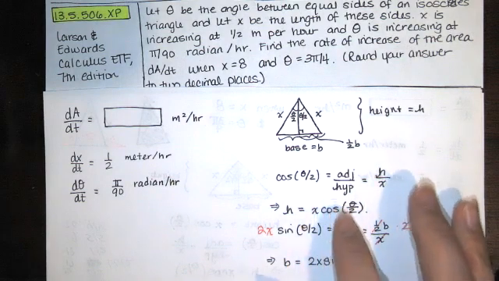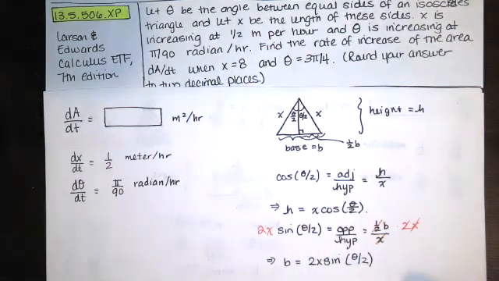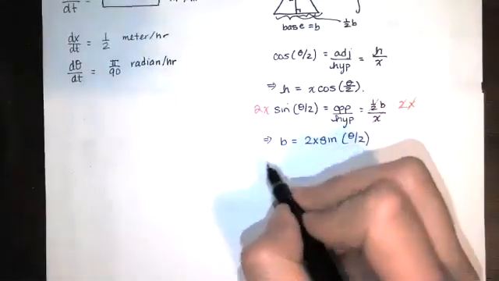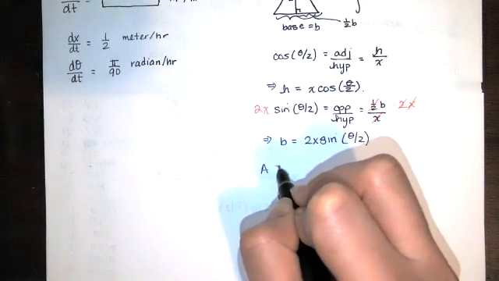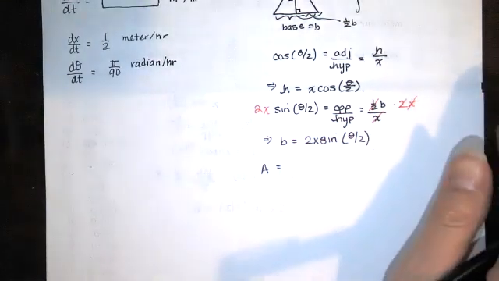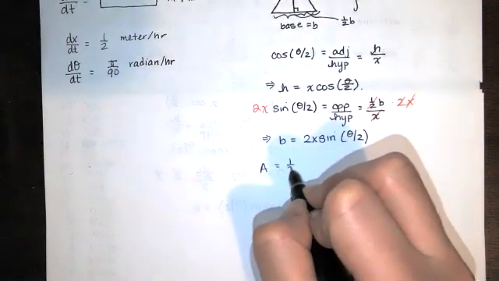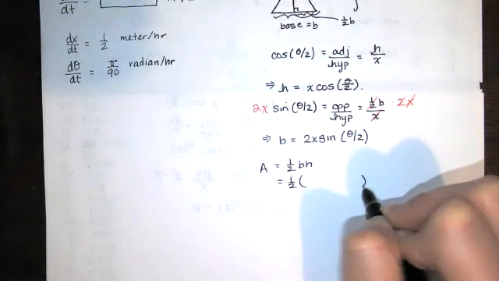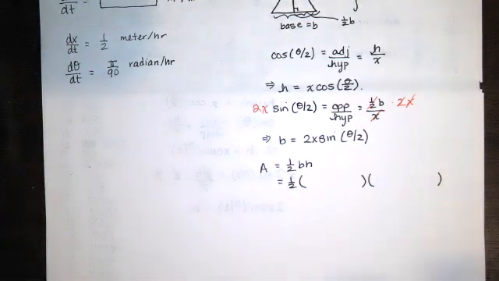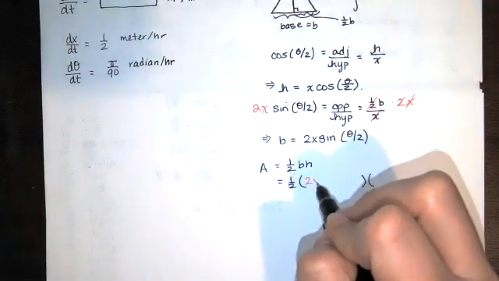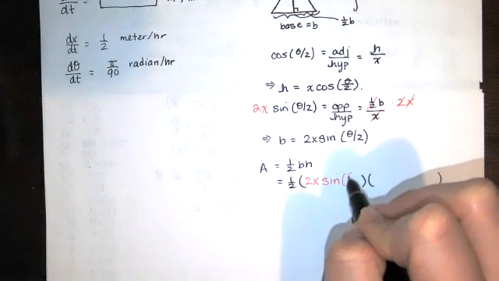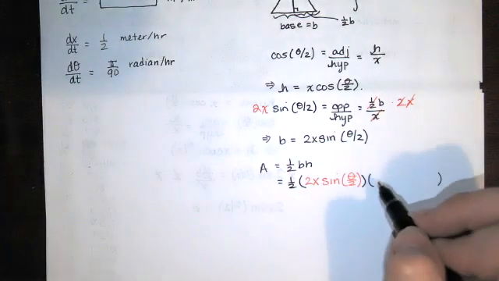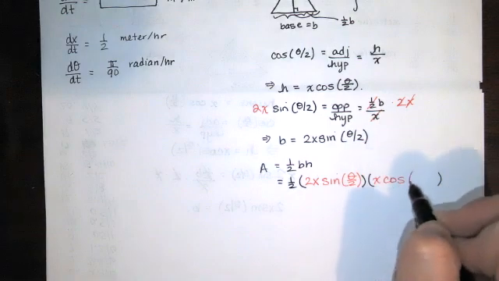Now, since I have the base and the height in terms of x and theta, we can put those two pieces together to find the area. The area of that triangle, our isosceles triangle, is 1/2 base times height. So it's going to be 1/2 times the base, which is 2x, times sine of theta over 2, times the height, which is x, times cosine of theta over 2.